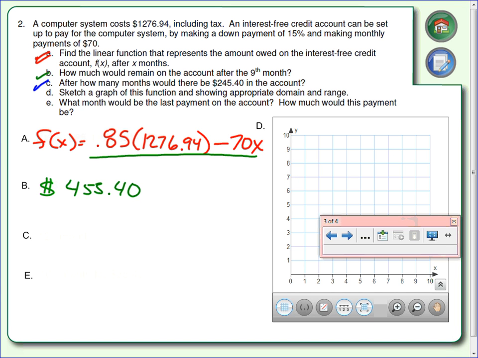TJ, where's your calculator? Why aren't you putting this in your calculator? How are you getting all the answers? How are you going to do this in a minute without a calculator?